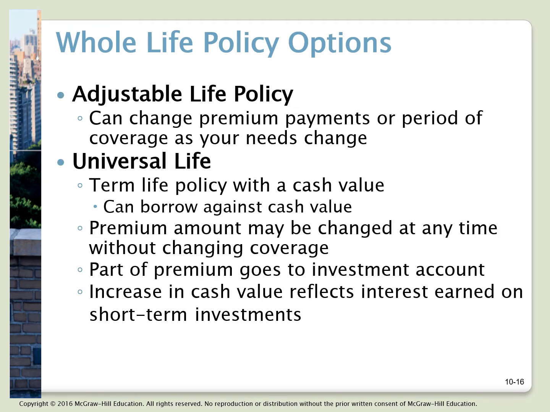Adjustable life policy: you can change premium payments or the period of coverage as your needs change. It can go up and down. Universal life includes a term life policy with cash value. You can borrow against the cash value. Premium amount may be changed at any time without changing coverage.